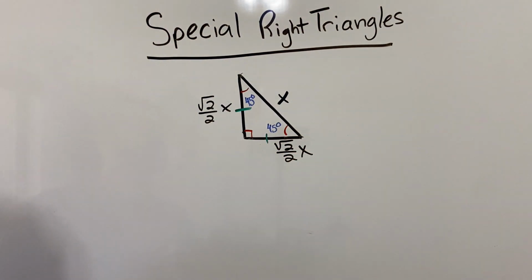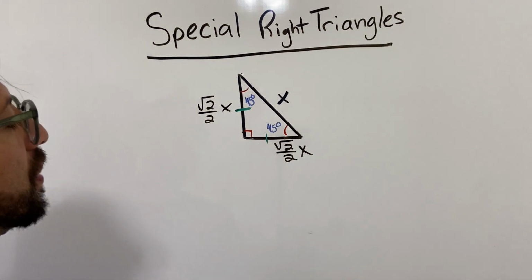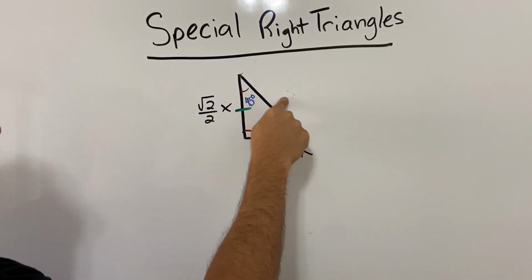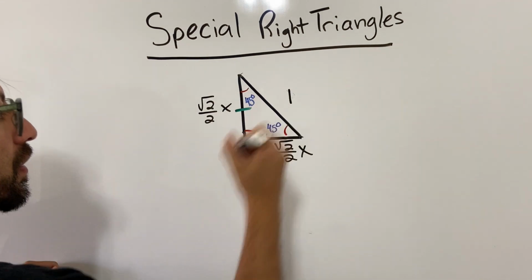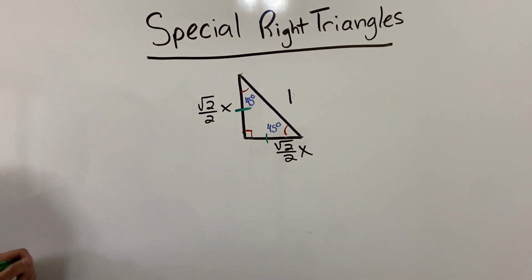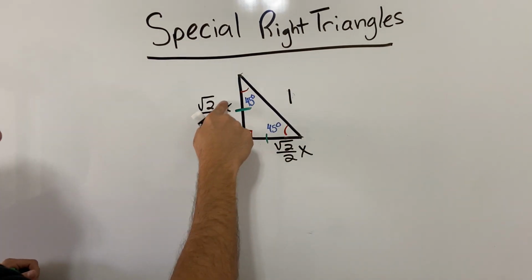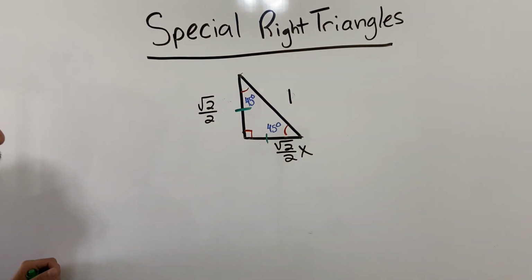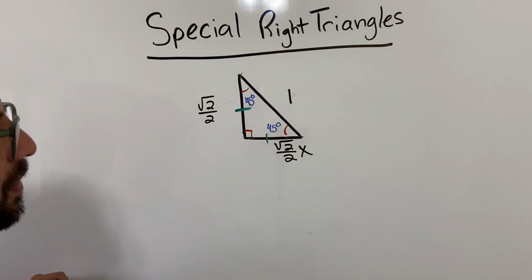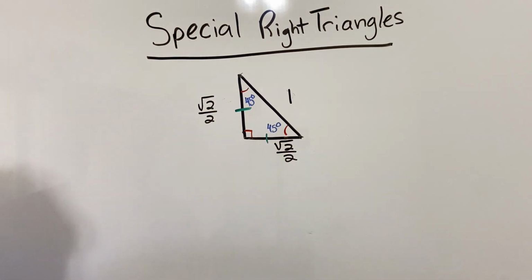And again, in the very special case of our unit circle, we know that this has to be 1, which means that this side is just root 2 over 2 times 1, or just root 2 over 2, and this side has to be the same thing. And what we've done is we've found the lengths of the sides opposite to the 45-degree angle.